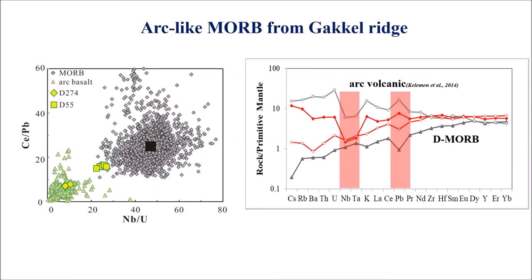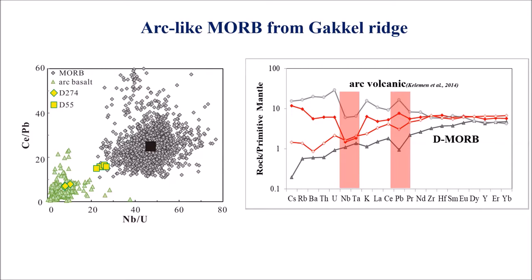Well, these two dredges of MORB samples plotting over here as the yellow symbols in this canonical ratio plot show a clear transition from MORB-like to arc-like compositions. And the spider diagrams shown by the red curves show clear depletions in niobium and titanium, and enrichment in rubidium, barium, thorium, and uranium. So they look nothing like typical MORB. Instead, they resemble typical arc basalts.